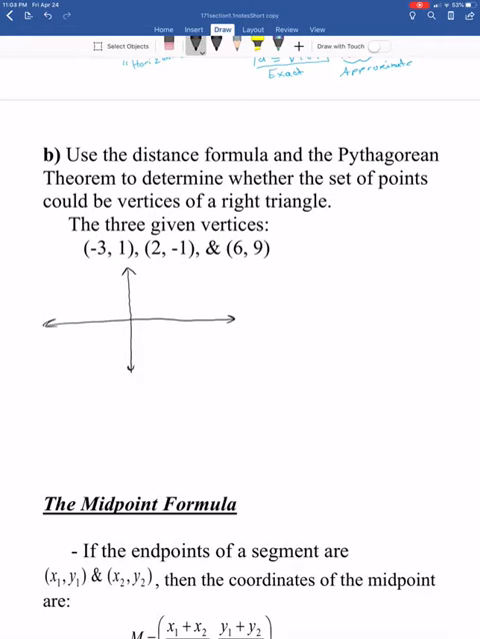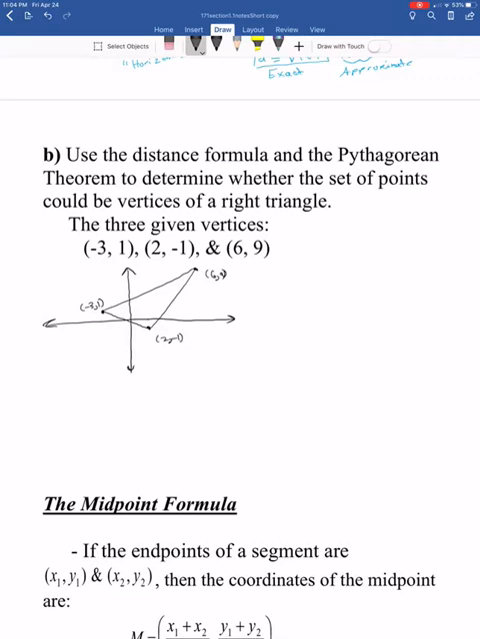So -3, 1, left 3, up 1. So we're here in quad 2 is a vertex for this triangle. 2, -1, right 2, down 1. Here's another vertex. And then 6, 9, right 6 units, up 9, somewhere up here, and quad 1 is the third vertex. So we can go ahead and connect these. Alright. And we can form our triangle. So you see a picture of it.